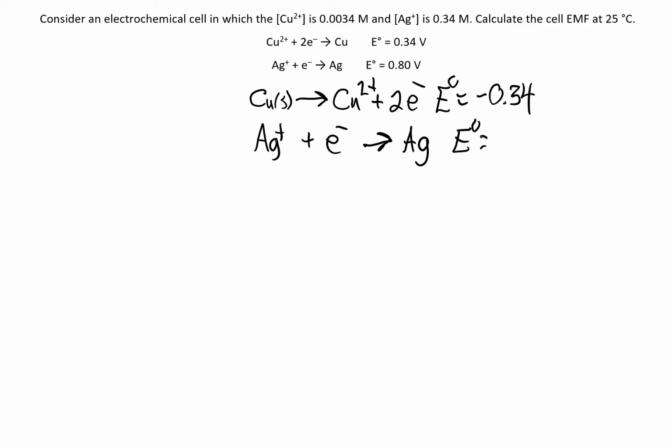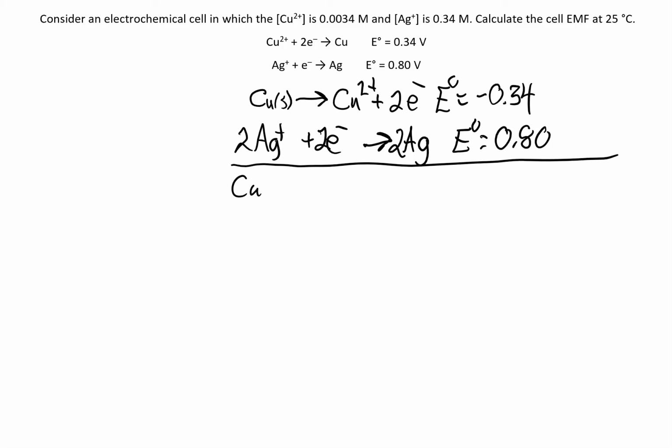and I need to make sure my electrons are going to cancel out, so I'm going to multiply everything in silver by 2. And remember, when you multiply everything in a reaction, nothing happens to the actual potential, it just stays the same. So when I combine these two equations, I get copper plus 2 silver ions going to copper 2+ and 2 silvers.